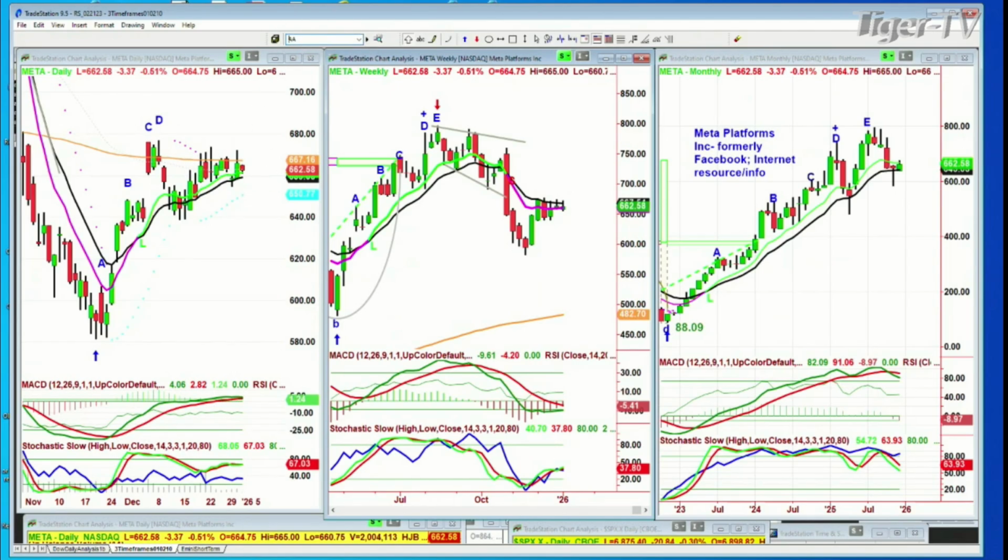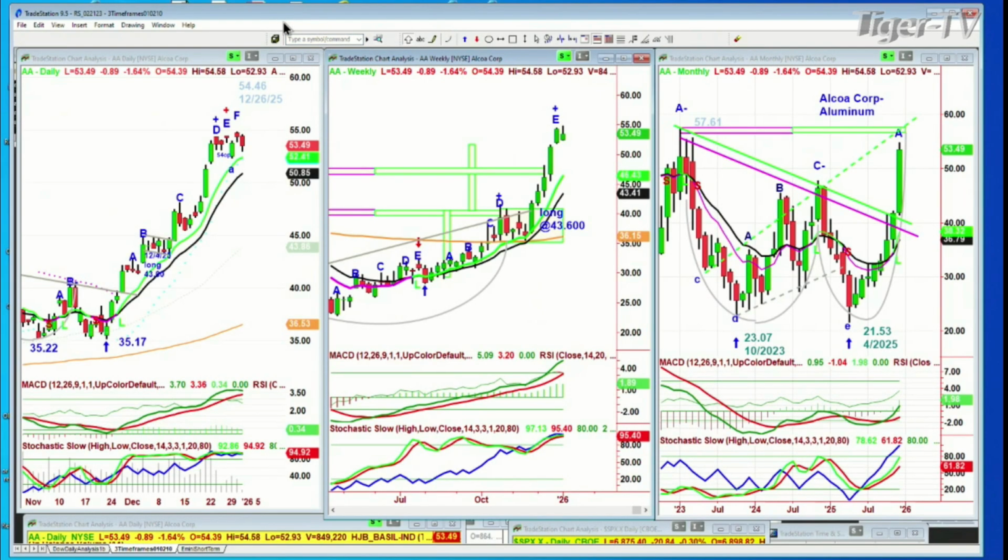Look at Alcoa, another one we have. What a difference. Almost an all-time high. 557.61 was the all-time high back in January 2023. The recent high was 54.46. It's down today. I want to add to our long positions in these different sectors that have done extremely well.